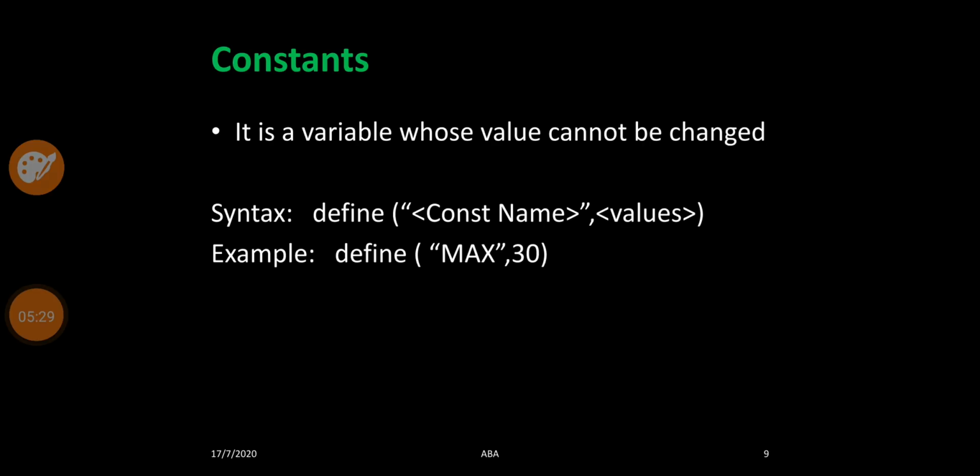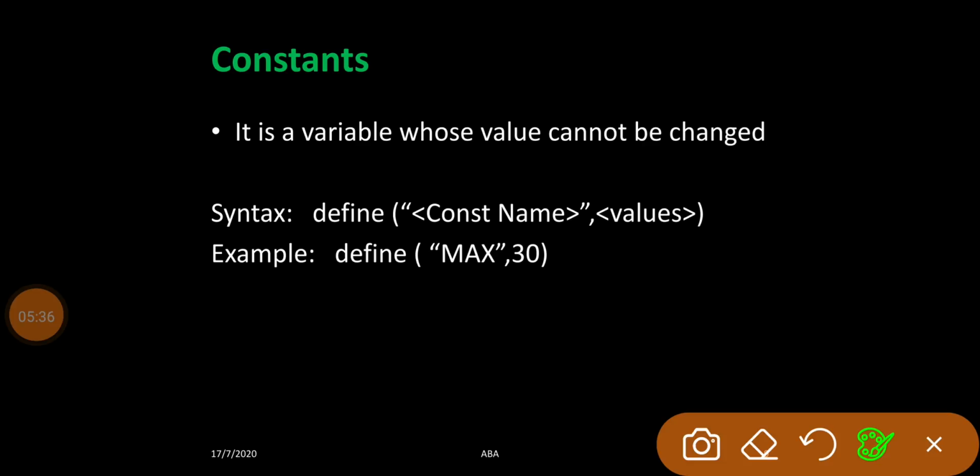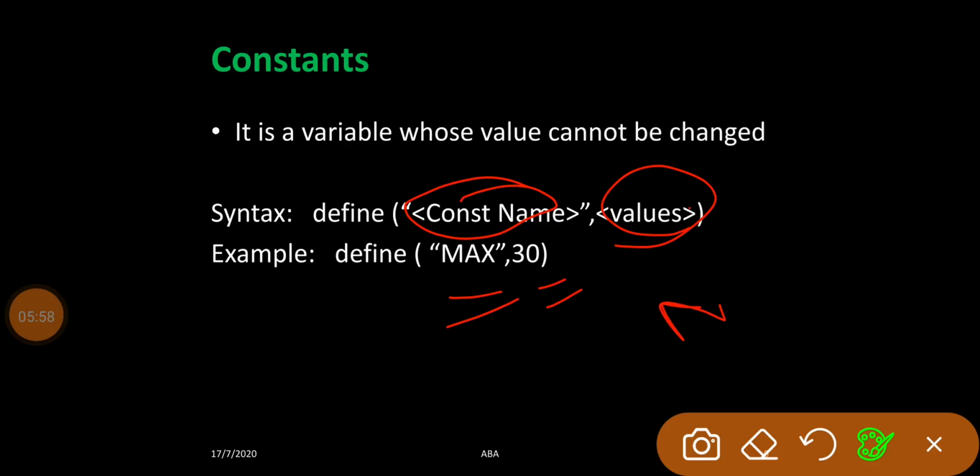Okay. What is a constant? It is a variable whose value cannot be changed. A constant can be declared using the constant name and then the value. In order to identify the constant in a program, it is advisable to use capital letters for the constant name. It is not a must. So the value of MAX is 30. Whenever you use MAX in your program, you will get the value 30.